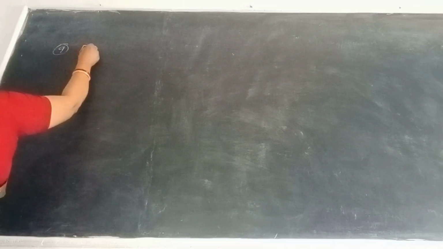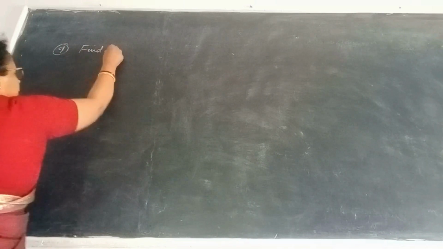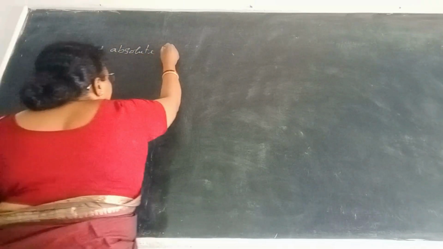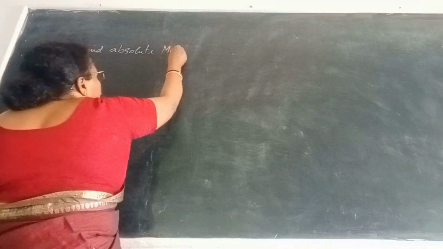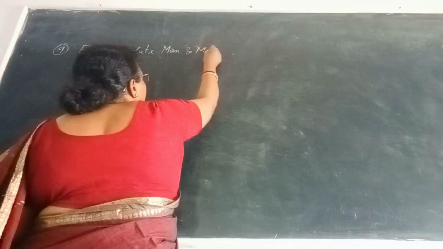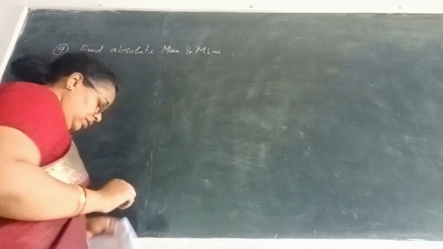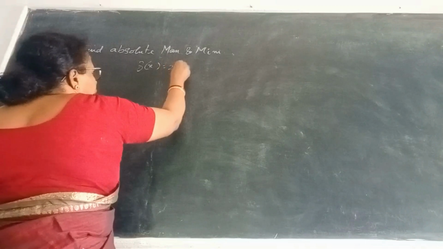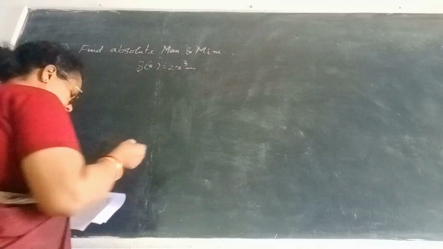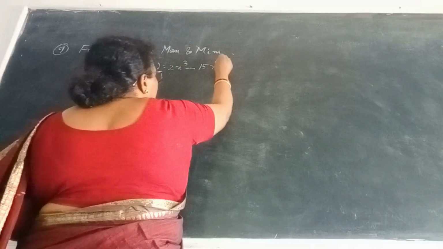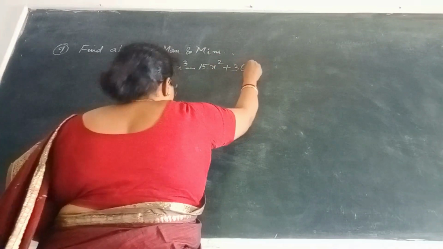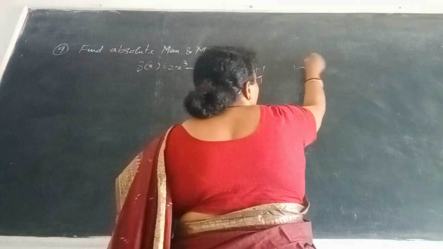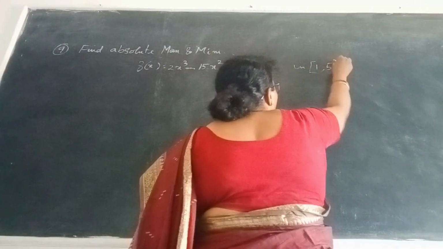Next question. Find absolute maxima and minima of the function f of x equal to 2x cubed minus 15x squared plus 36x plus 1 in the closed interval 1, 5.